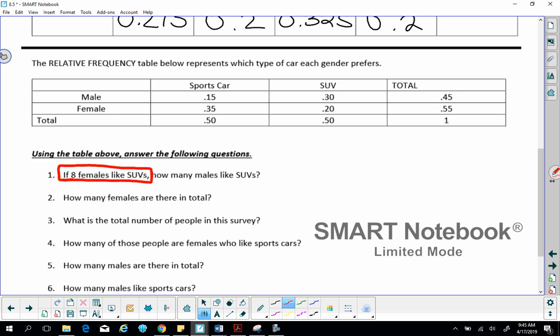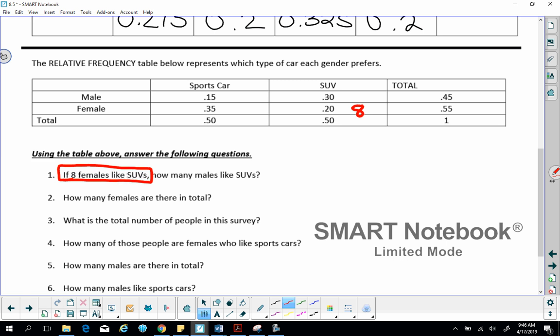If 8 females like SUVs, and people, this was the hardest part of this unit for most people, because it is your open-ended test question. A lot of people in the last class just took this test yesterday for semester 2, and this was their biggest struggle. So 8 females like SUVs. Where would that be? Females who like SUVs. Which decimal represents that? 0.20, right? So 8 females like SUVs. That's 20% of the people, right?